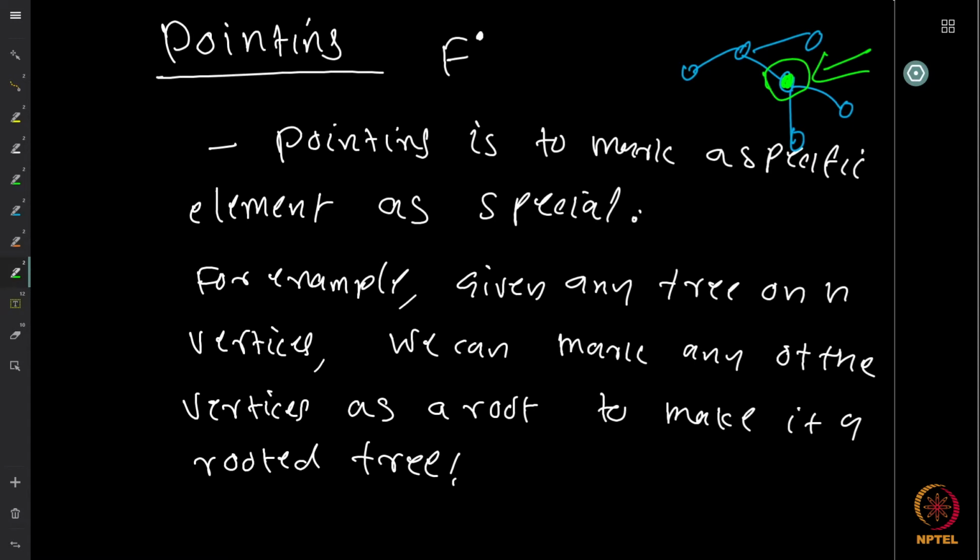So what is this? This is precisely a rooted tree. A rooted tree is a tree with one vertex which is marked as special or pointed, saying that this is the root. So the pointing of the species of trees must make a species of rooted trees.